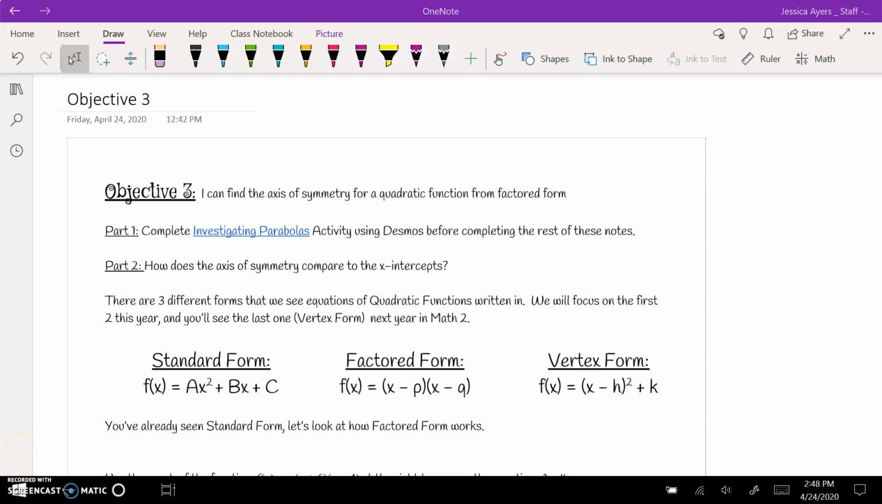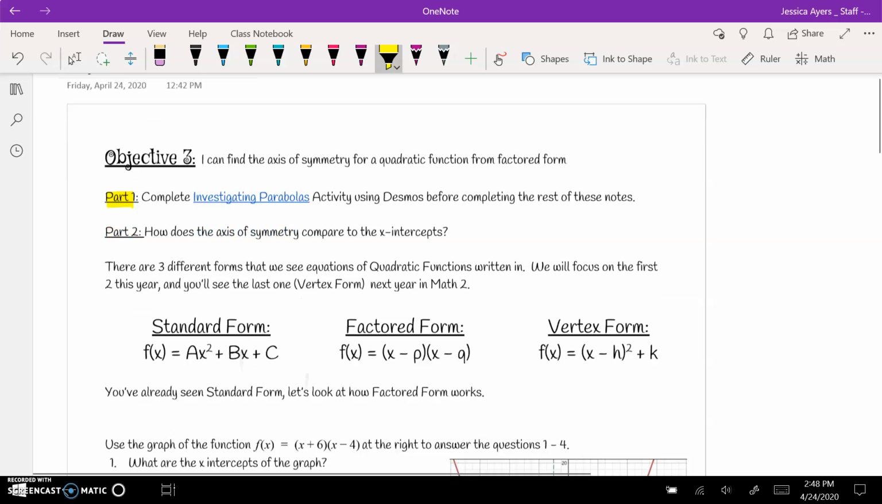All right, so the third and final objective of this week's work. Objective 3 says, I can find the axis of symmetry for a quadratic function from factored form. You should have already completed part 1, investigating parabolas. It's on Desmos. I created it myself, but it's a pretty cool activity for you to look at before you do this video. So if you haven't done investigating parabolas, stop this video, go and do it, and then come back, because it will really give you a better understanding of what I'm about to talk about.